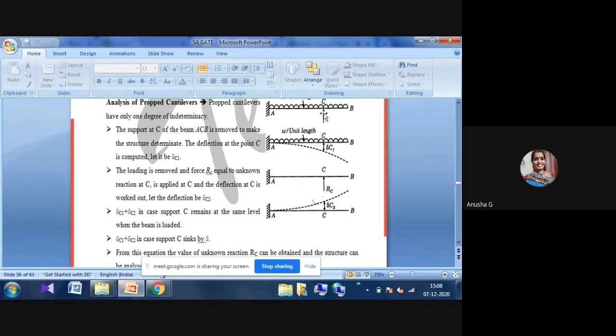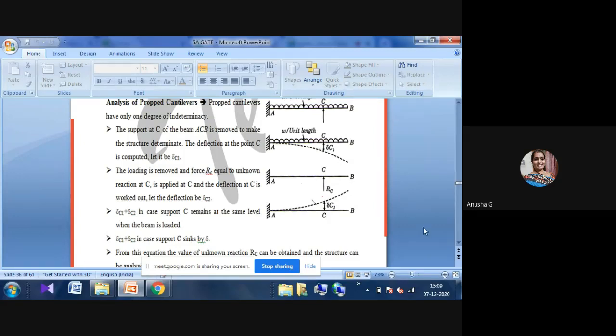The deflection at the point C is computed; some deflection will be there. That deflection will be delta C1. Whatever loading is removed here, the redundant force R is equal to the unknown reaction at C, and it will be applied to give the deflection at C, worked out as delta C2. Whether it is in the downward or upward direction is based on the reaction. We are adding this delta C1 and delta C2 at the same level, and then, when the beam is loaded, we are considering that there will be a sinking support in the downward direction.